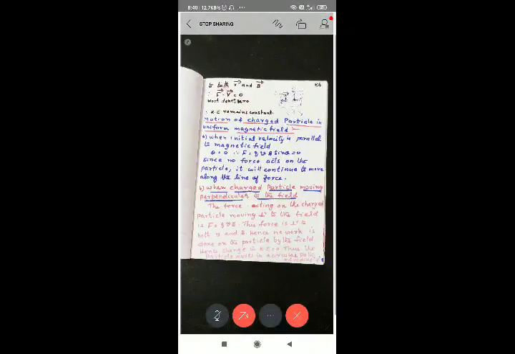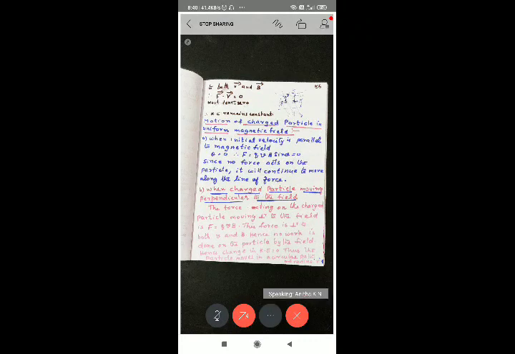Here you can see F dot V equal to 0, work done equal to 0, because force and velocity are mutually perpendicular, so the dot product of the two vectors is equal to 0. F dot V equal to 0, work done is 0, kinetic energy remains constant, but its direction is changed.